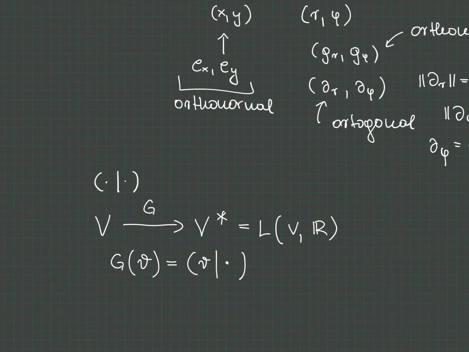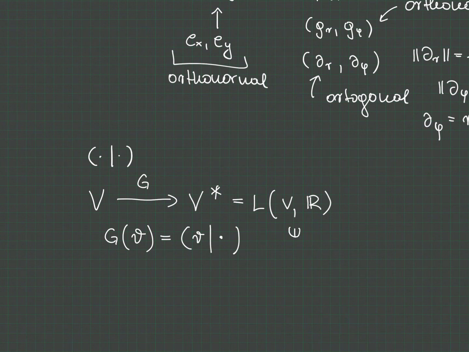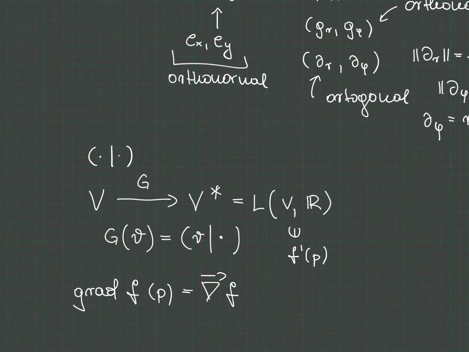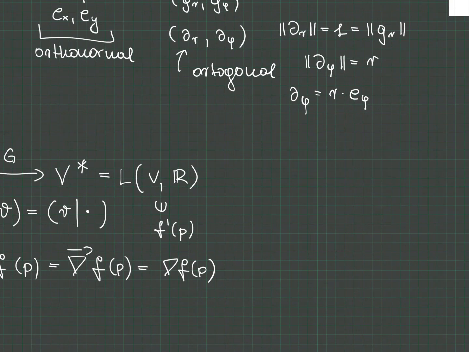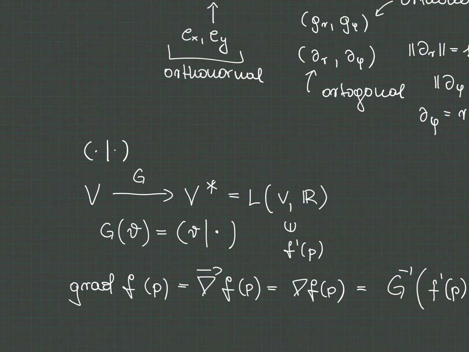So what's the gradient? My differentials of functions live here. So if I need a gradient of f at point P, or we sometimes write it like that, I need to take the differential and apply g to the minus 1. To the minus 1 because I want to act from here to here. And the scalar product is non-degenerate, which means that I can take this inverse. This is the definition.